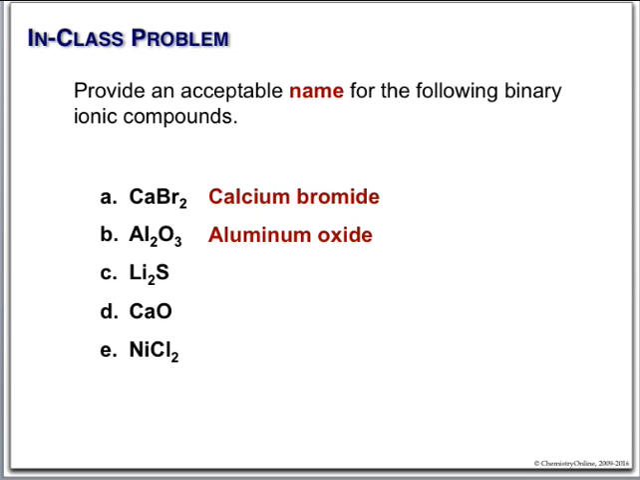Li is lithium. This is sulfur. What's our root? Sulf. So this is simply lithium sulfide. We've already done Ca. What is it? Calcium. We've done oxygen. So what is it? Calcium oxide.